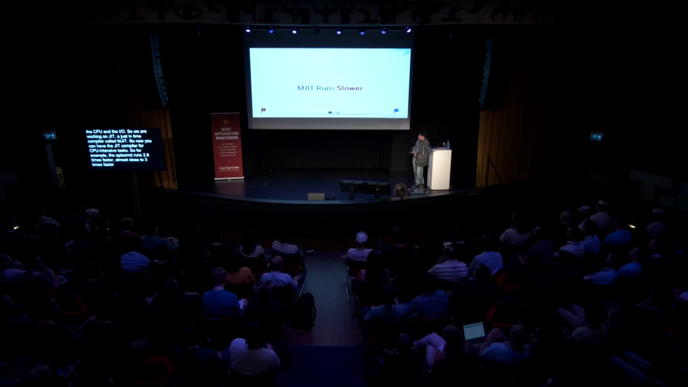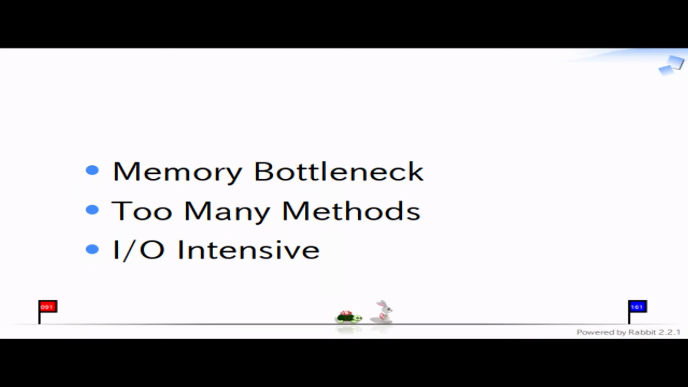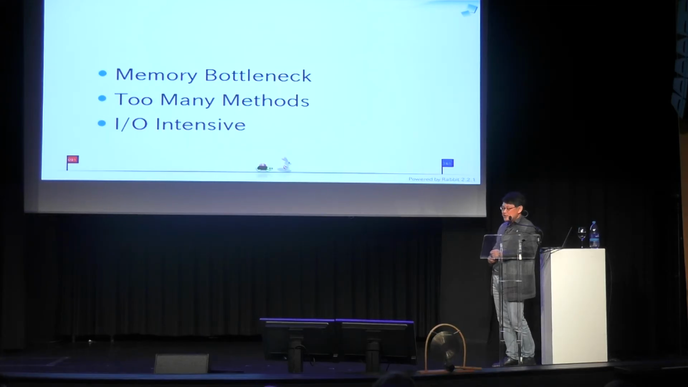But for Rails apps, MJIT runs slower. Because in most cases, CPU is not the bottleneck for web applications, and memory bottlenecks come first. Rails is a huge application framework, so we have too many methods. And most web applications are I/O intensive. So we are working on a lighter compilation JIT.